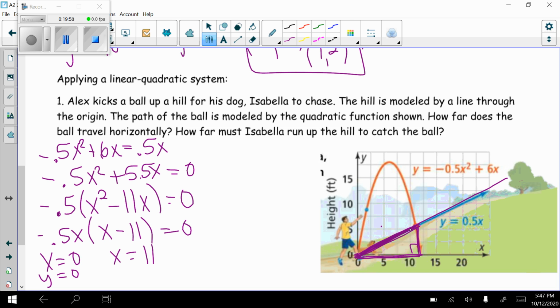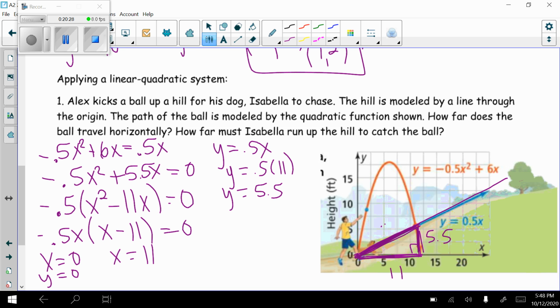I can pick either equation to plug that into. I think y equals 0.5x would be the easiest to plug it into. So y equals 0.5x when x is 11. So y equals 0.5 times 11. Y is 5.5. So I know that my x was 11, this is 11, and my y, this distance, was 5.5.